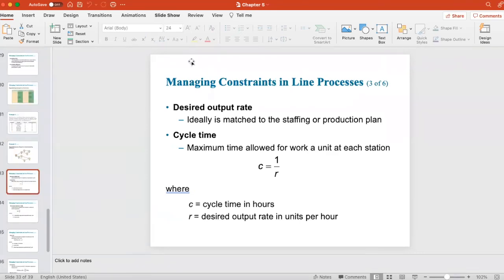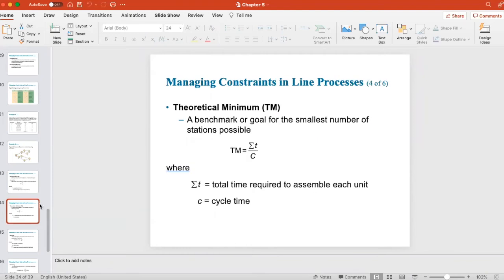The first equation that we will introduce is related to the cycle time. Basically, cycle time here represents the maximum time that every workstation can spend in the process of producing every single unit or providing each service. So this would be very straightforward. And then after we understand cycle time, we move to the theoretical minimum number of workstations equation, which is actually very straightforward.